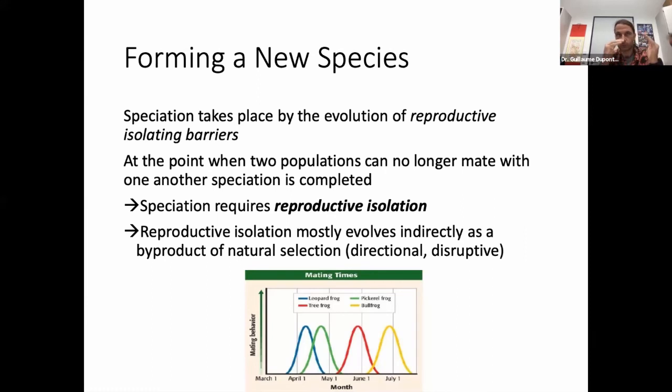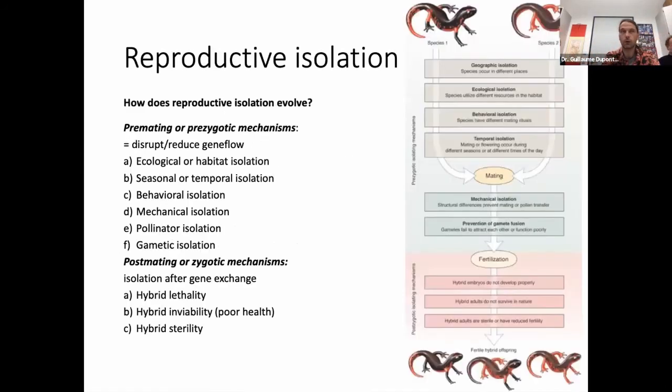And reproductive isolation is not necessarily something which is favored by natural selection, but is a byproduct of natural selection. Think about directional or disruptive selection. Certain phenotypes come into existence, and are favored by certain environmental conditions. But that doesn't necessarily mean that their reproductive isolation is being selected. This happens with time, as long as the populations are divided and do not maintain gene flow.